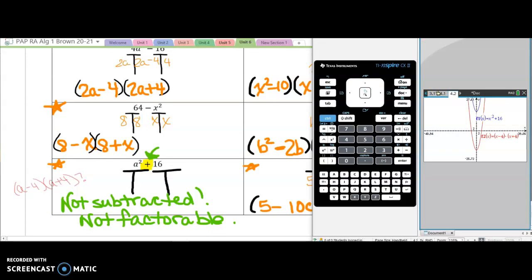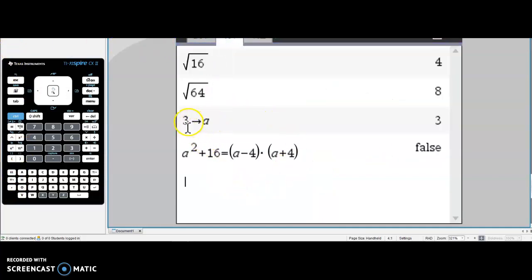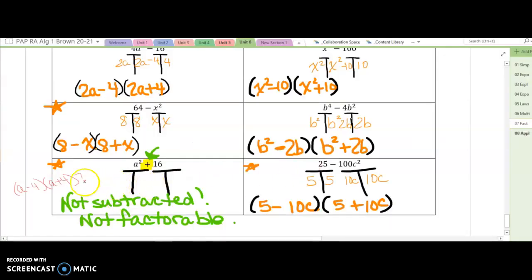If you would have done that in your calculator, graphed it, x squared plus 16 is what the original expression was, right? We graphed it as a function, and then we graphed our answer as a function. Notice they don't land right on top of each other, right? And if we ran it as true and false, I gave a value of 3, and notice it says it's false. So both of those indicate that that is not factorable. It's not true anyway. So this is not factorable, okay? It's not subtracted, so that makes it not factorable.